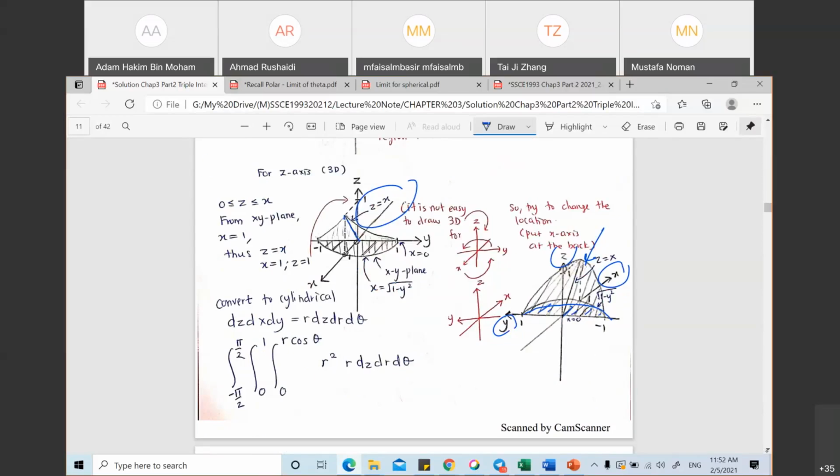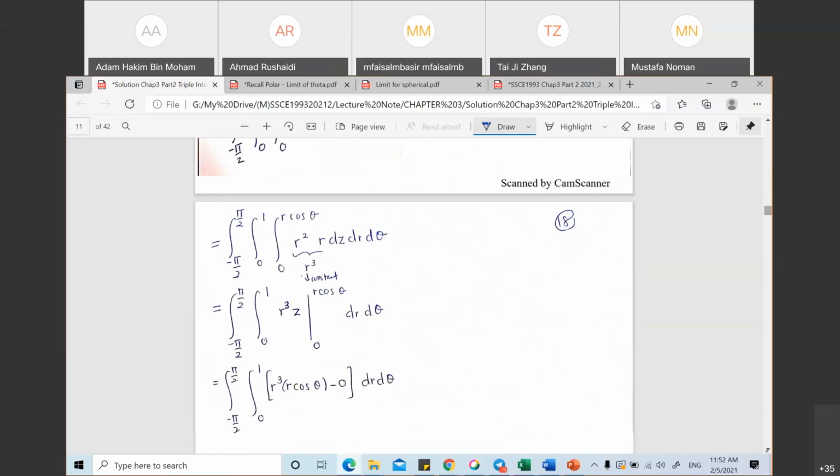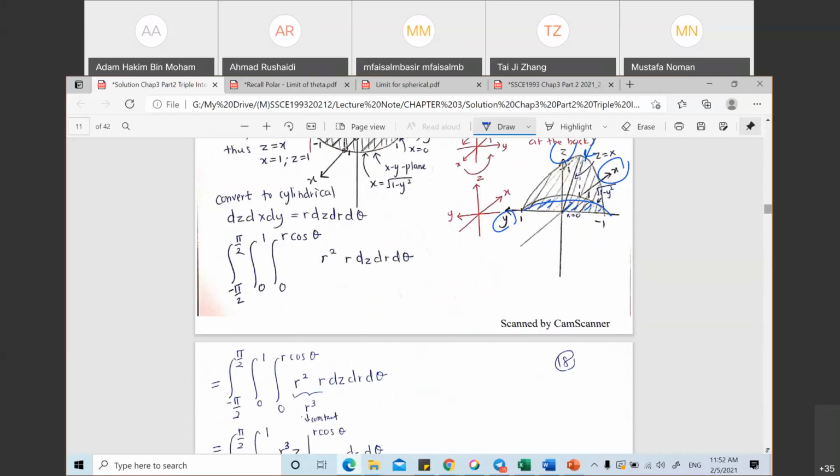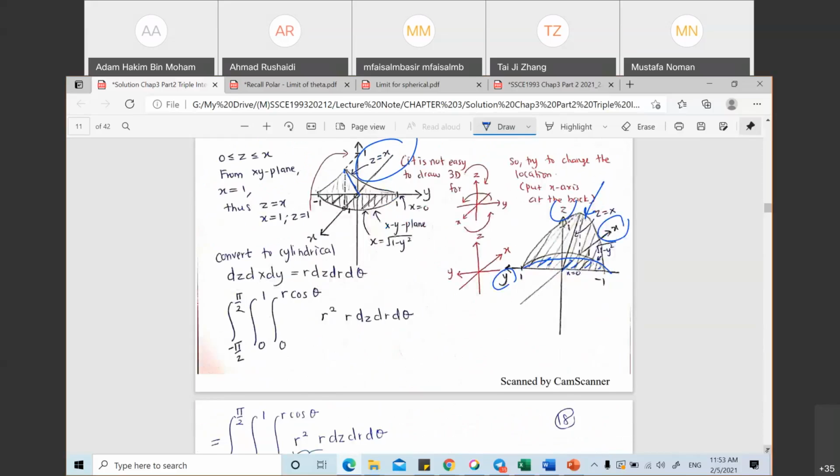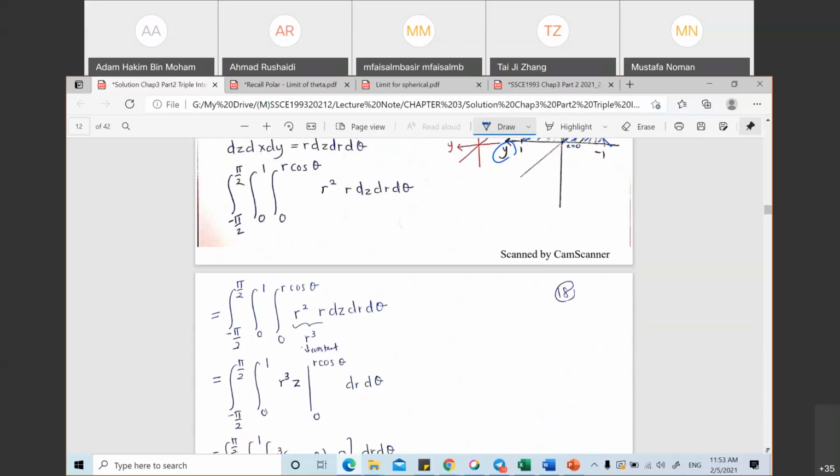Okay. Then your r is 0 to 1 because your circle is 0 to 1. And then your angle is negative pi over 2 to pi over 2 because this is in y plane. If you see here, this is negative pi over 2 to pi over 2. Okay, negative pi over 2 to pi over 2. It's not here. So that's why you have to be very careful for the angle. Then everything you can solve on your own.